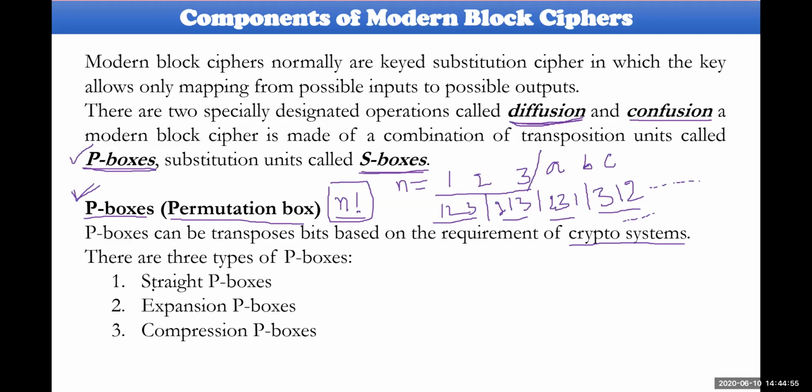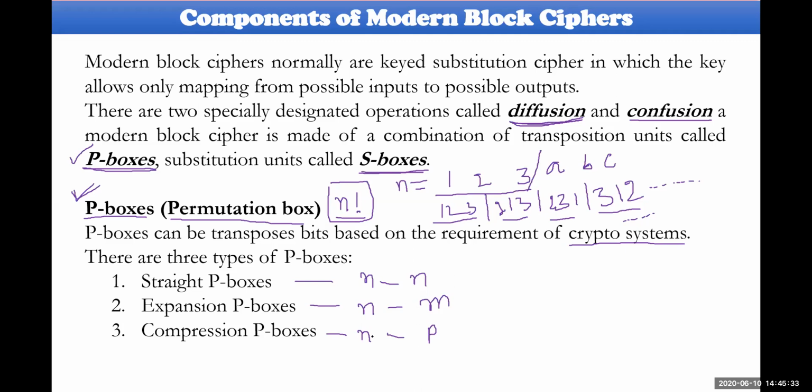Straight means you can straightly connect the number of inputs to the number of outputs. The number of inputs will be n, and the outputs will also be n. Expansion means the number of inputs will be n, and the number of outputs will be m, where m will always be greater than n. Whereas compression P boxes have n inputs and some p number of outputs, where p will be less than n.